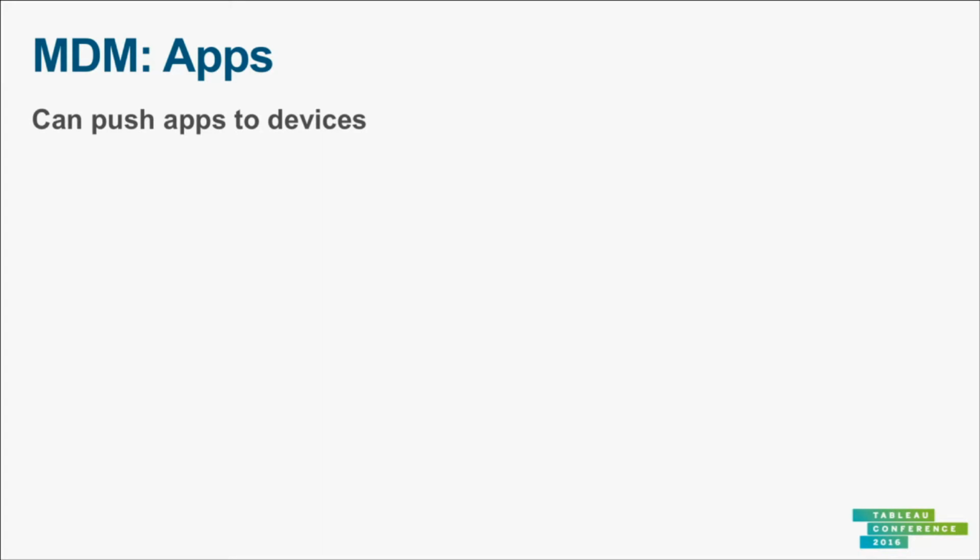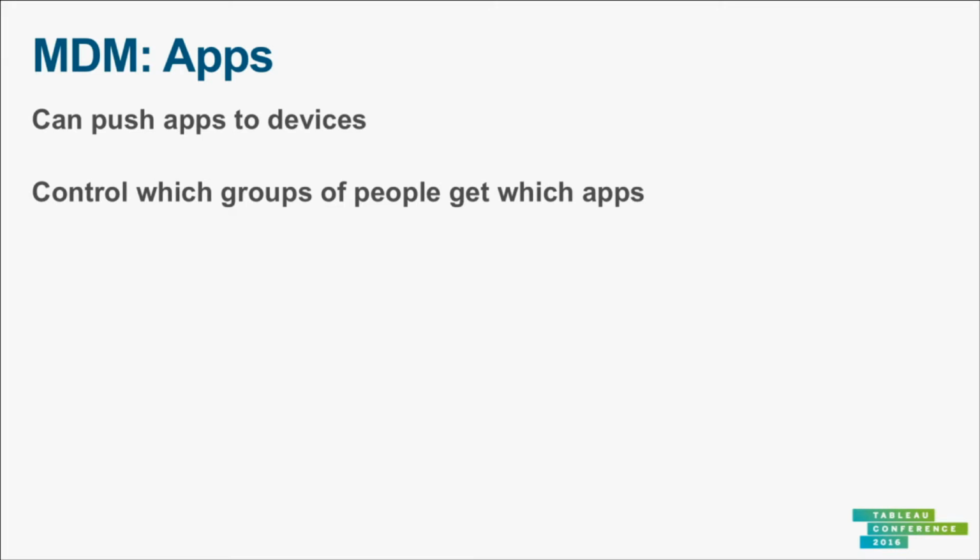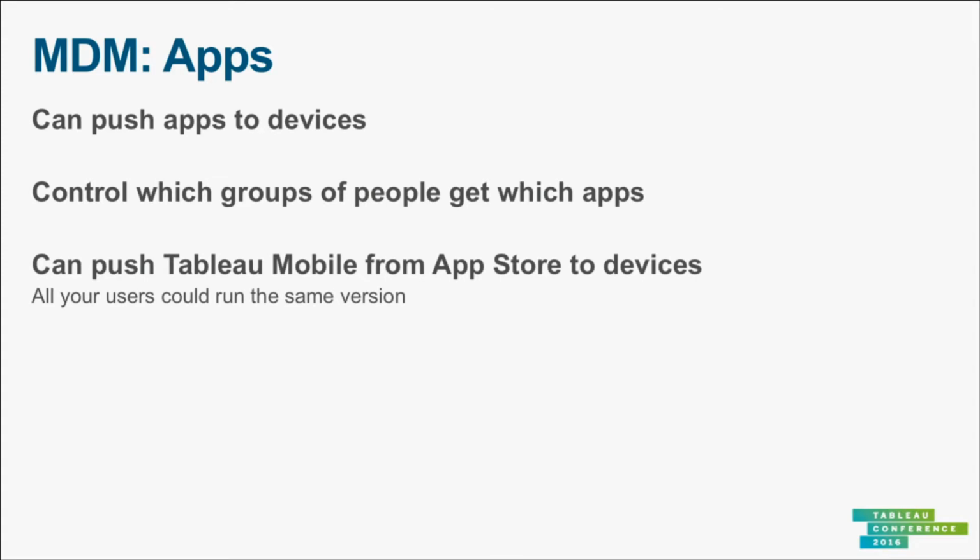So MDM systems can also push apps down to devices. So you get to control which groups of people in your organization get which applications. And that includes Tableau Mobile. So you can push Tableau Mobile from the App Store down to your users' devices. All your users can run the same version. You can push it down behind the scenes. The user doesn't need to interact. They just automatically have the latest version that you have prescribed.